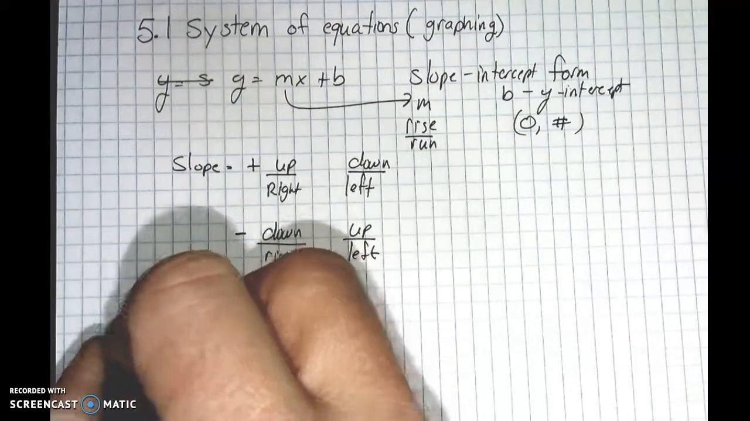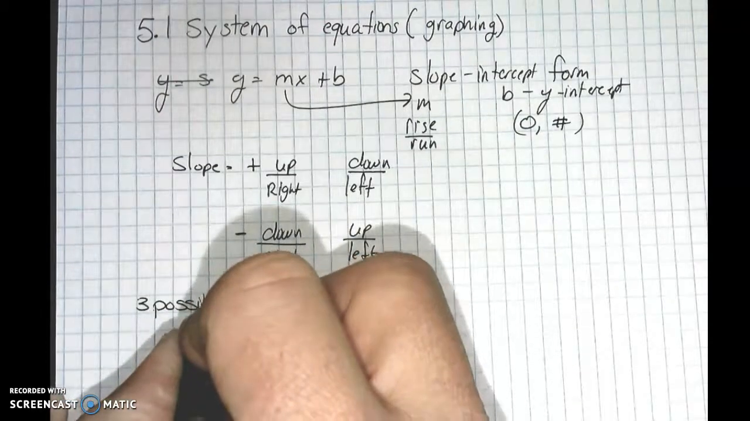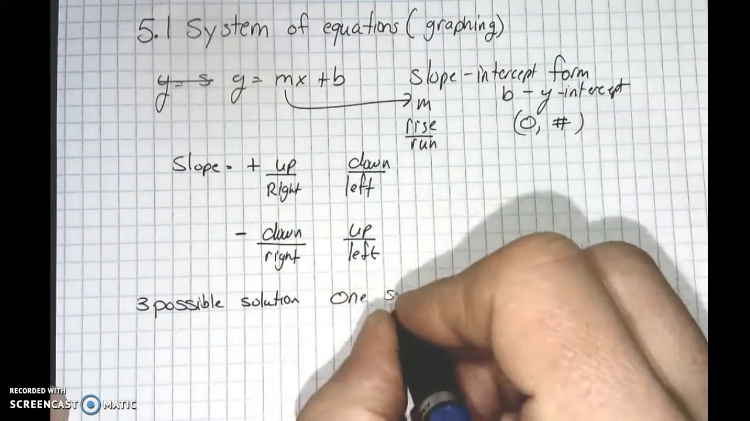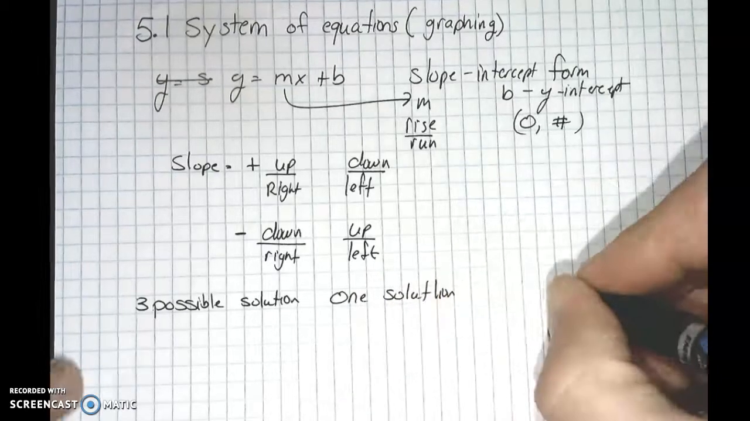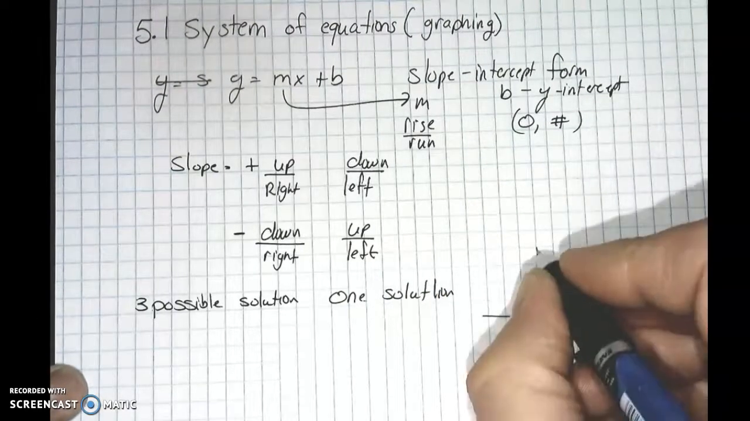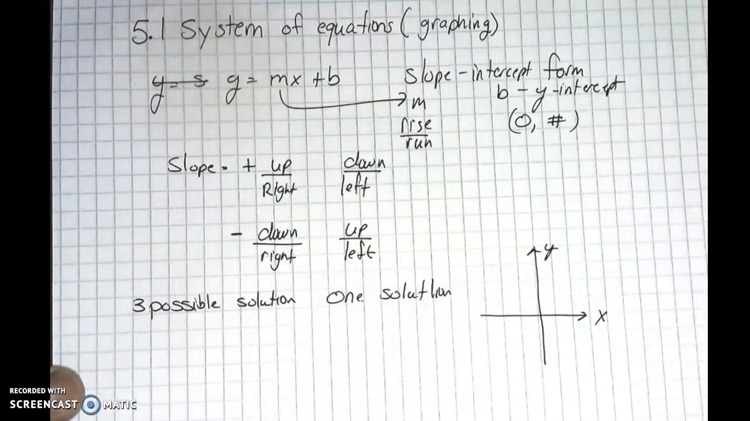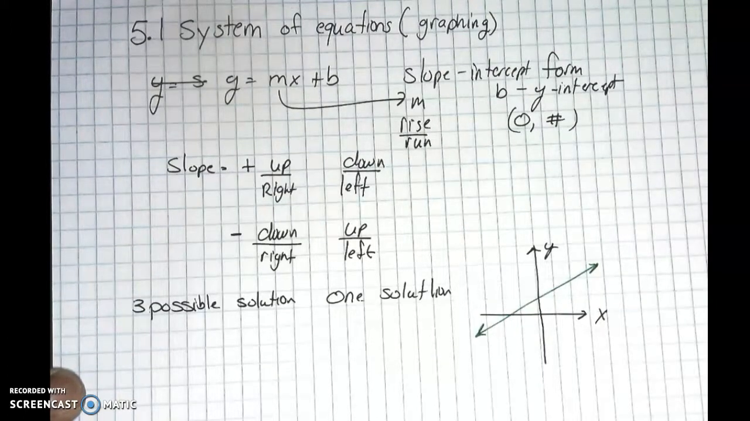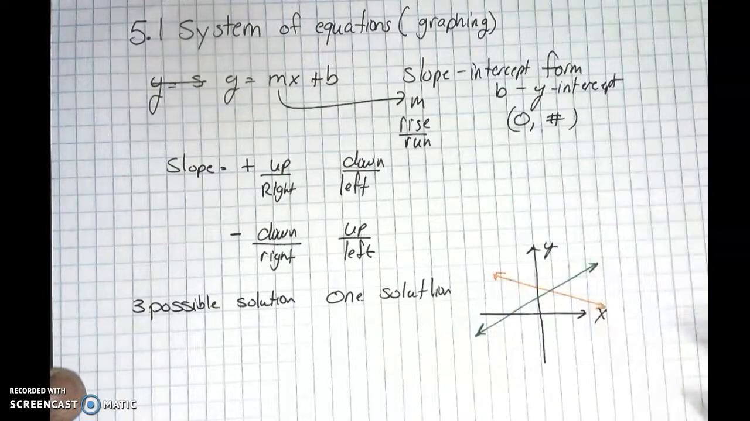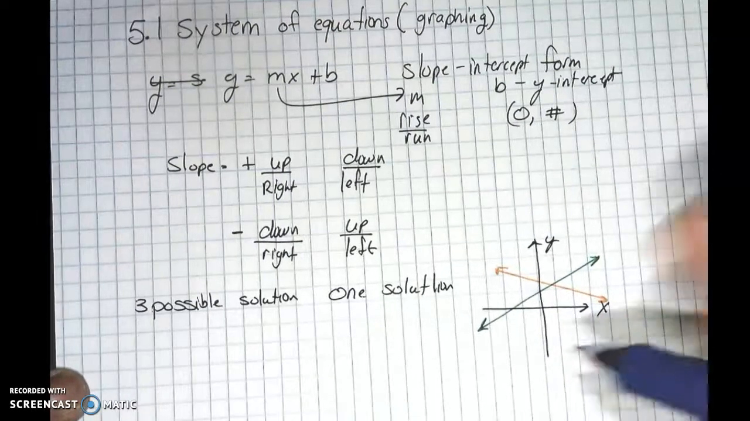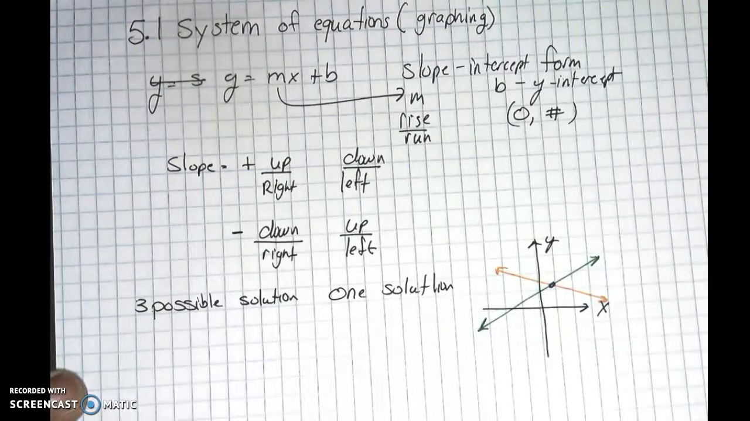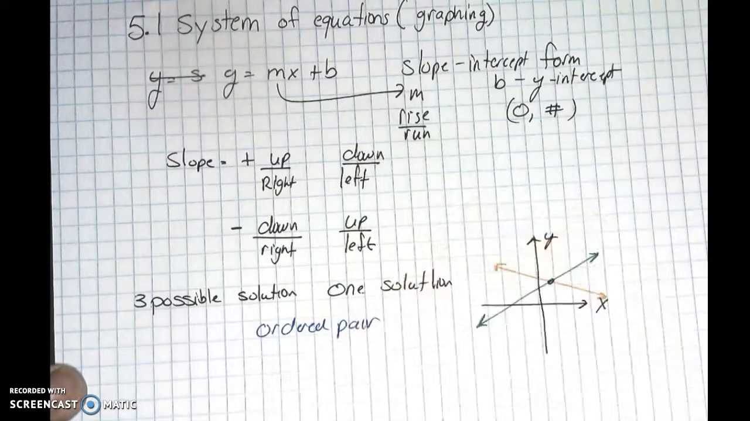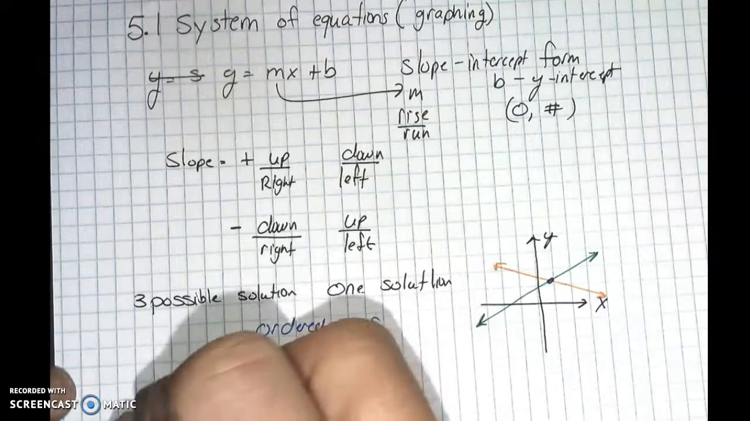We have three possible solutions. We have one solution, which is going to look like this. So if I draw my coordinate plane, here's my x-axis, here's my y-axis. And if I put in this line, and then I put in a second line like that, wherever they cross, right here, that's going to be my one solution. So my solution is going to be an ordered pair.